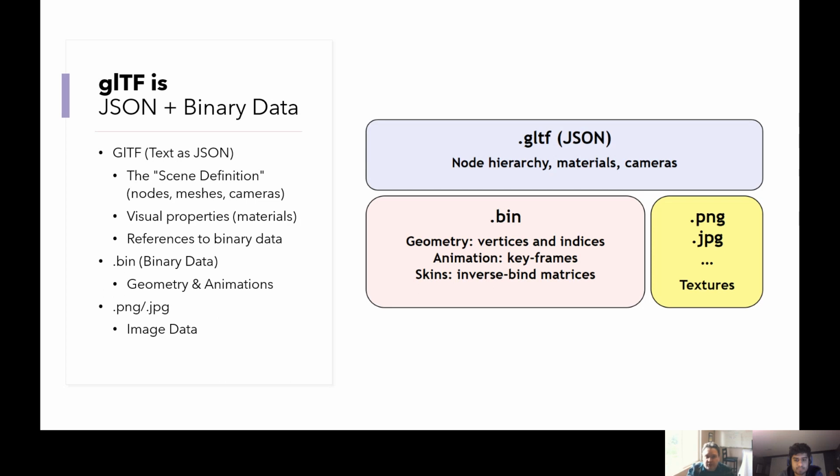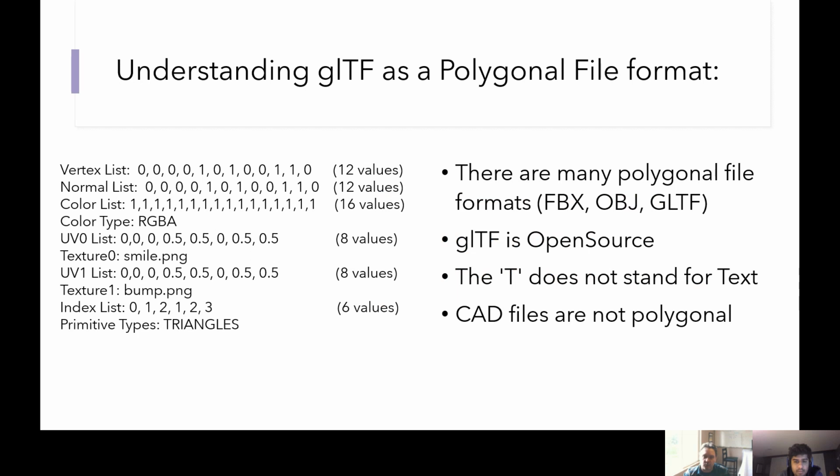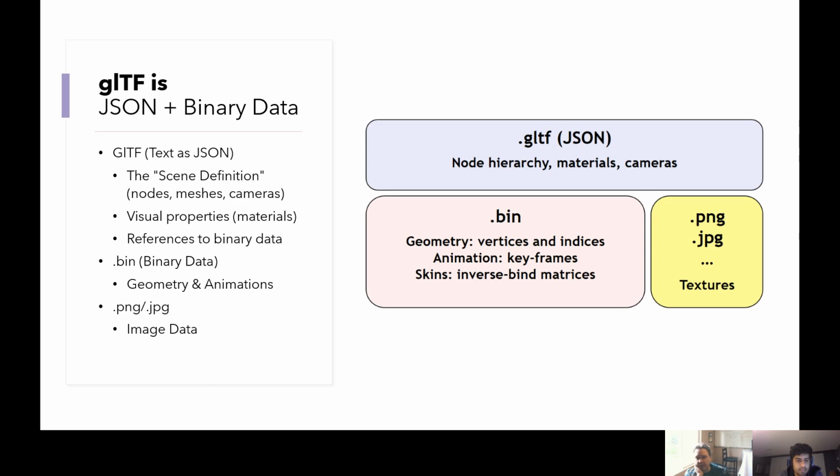So diving a little bit more into the glTF itself, and going back a little bit, again, this data on the left is worth noting. That's the data we're trying to store. Going into the glTF standard, this graphic is taken from the standards page, but there is this top area, which is the scene definition, so nodes, meshes, cameras. It also includes visual properties that you're going to use, so materials, as well as any references to where the binary data is stored, and how to understand that binary data, because the binary data, again, is just going to be an array of values.